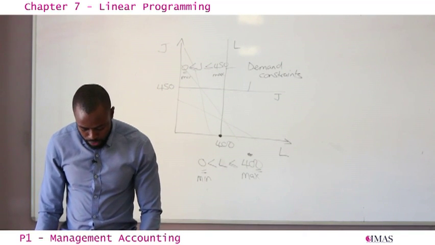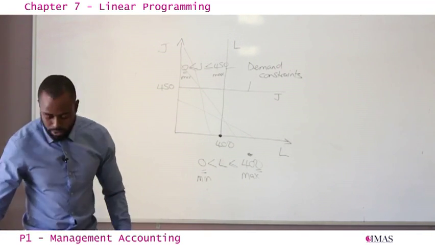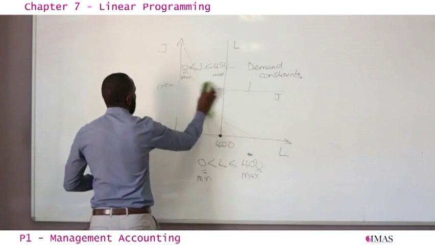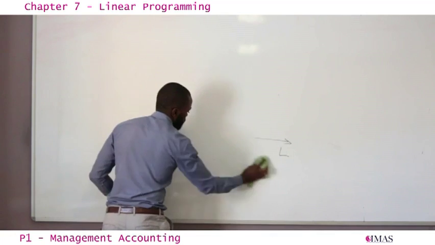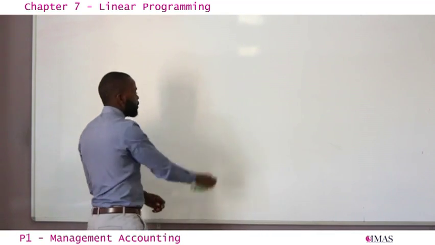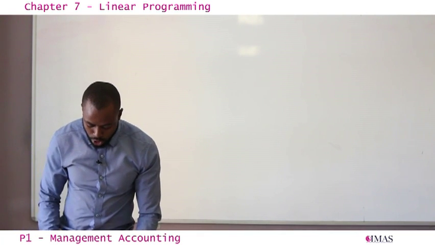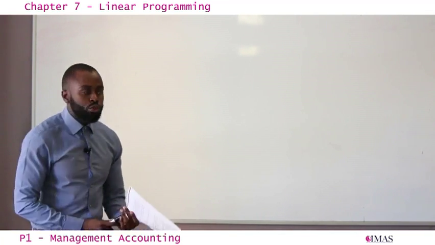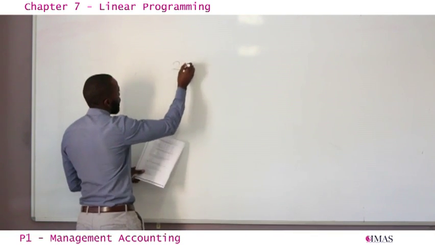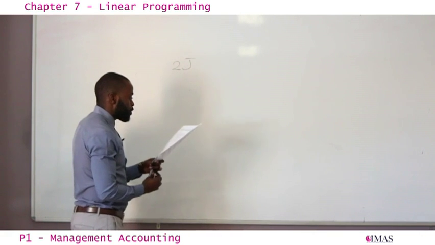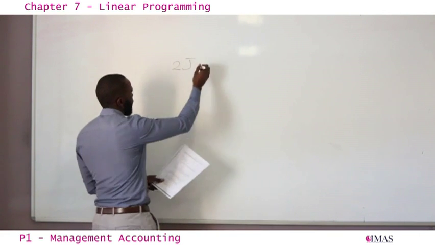Then we look at the third part. It says the maximum amount of material A available is. With this question we were not told how much we have of material A. But what we managed to do is come up with the constraint. We said the constraint was 2J because for J we need 2 cages. Then for L it was 1L, or just L.